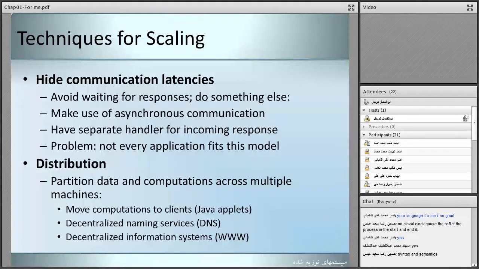Partition data and computations across multiple machines. It's another technique for scaling, for distribution. Move computations to clients. For example, consider you are filling out a web form. You want to register in a website, and you must fill a form. For example, your name, your family name, your date of birth, your national number, your passport number. You must fill it. Your email address.